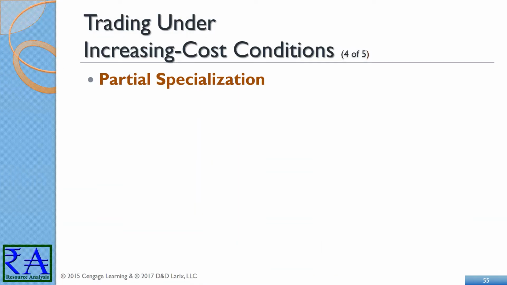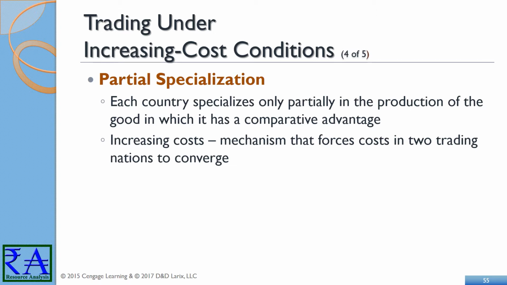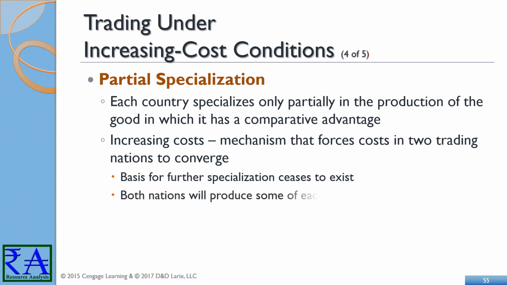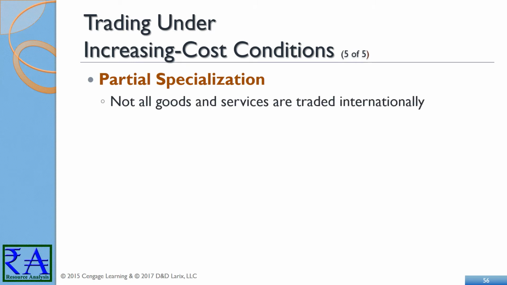Partial specialization reflects the fact that increasing costs constitute a mechanism that forces expenses in different trading nations to converge. When no cost differential exists between nations, the incentive to specialize for exporting advantages is muted. We recognize in world markets that host countries will continue to produce some of the products demanded in the domestic market, but their competition through international markets will diminish.